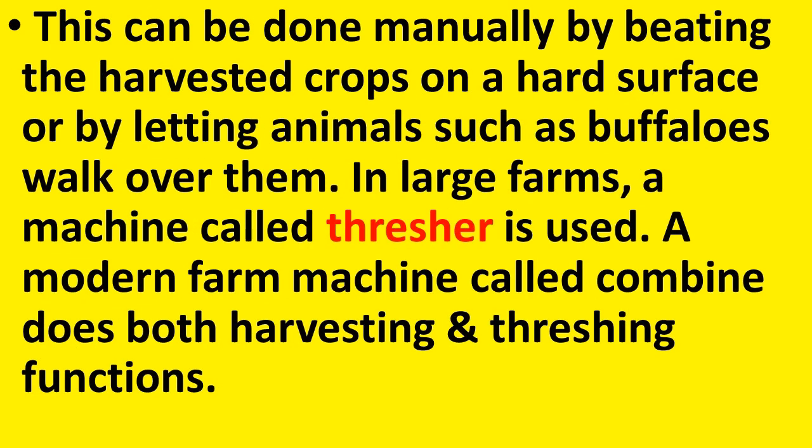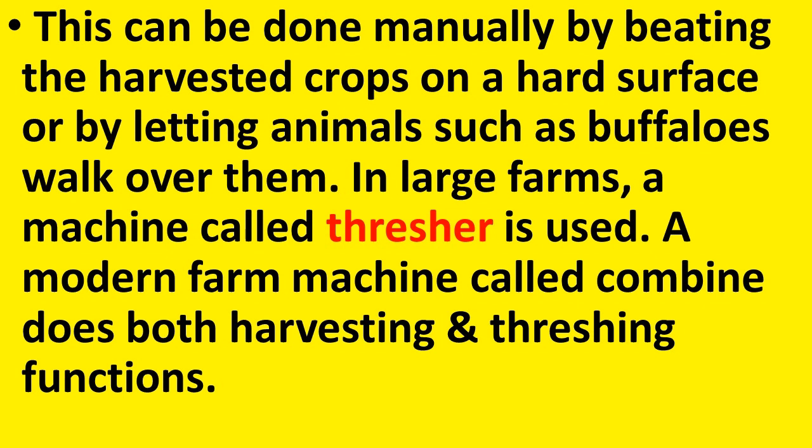Threshing can be done manually by beating the harvested crops on a hard surface or by letting animals such as buffaloes walk over them. In large farms, a machine called a thresher is used. A modern farm machine called a combine does both harvesting and threshing functions.